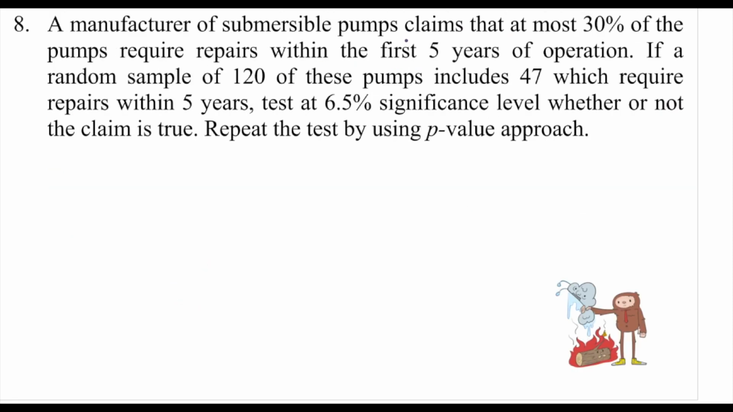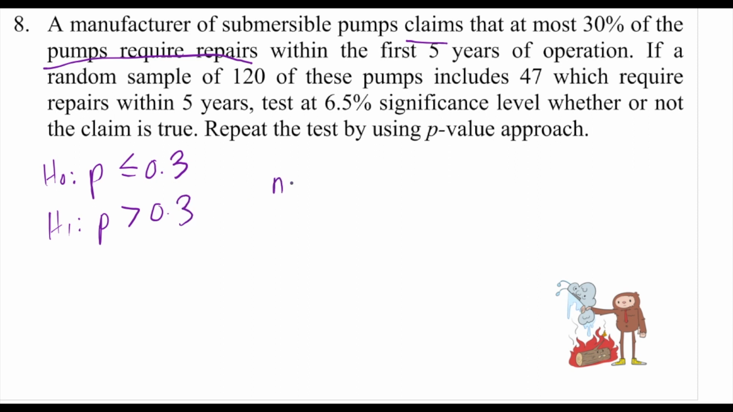Look at the claim. At most, 30% of pumps require repairs within the first 5 years of operation. So for a random sample of 120 was selected, 47 would require repair. The success here would be pumps that require repairs, and we are testing for the proportion. So this is P, at most would be less or equals to 0.3. The alternative would be P greater than 0.3. And N is 120. P hat would be 47 out of 120.